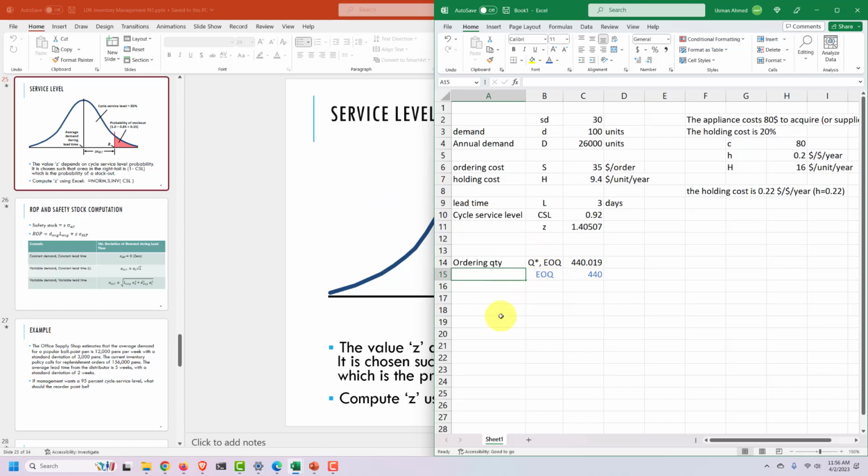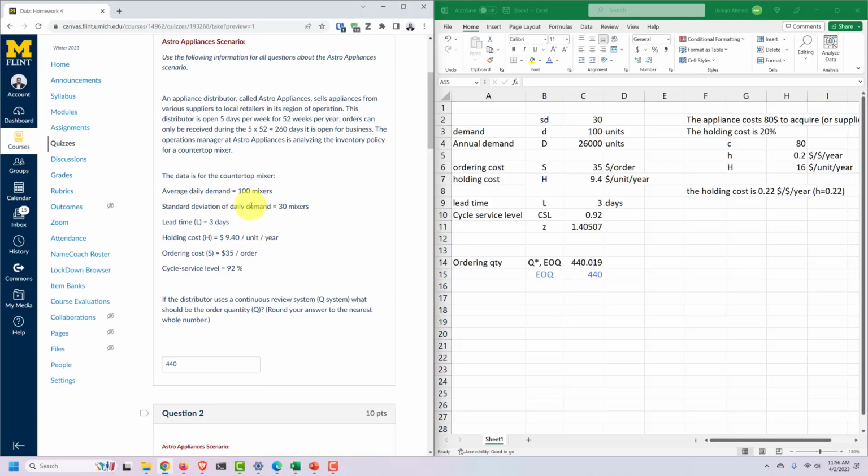Now to calculate the reorder point, let's see, we got all the information here. Yep, we got the lead time.